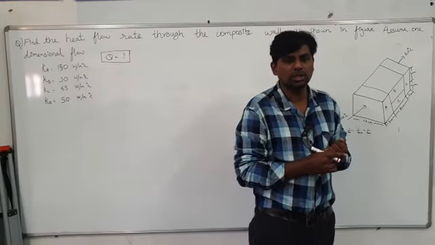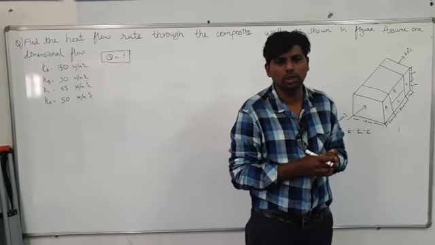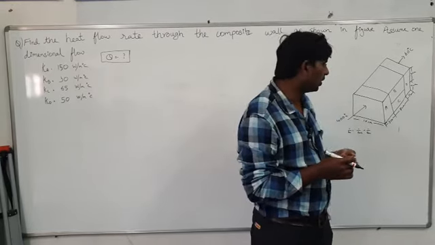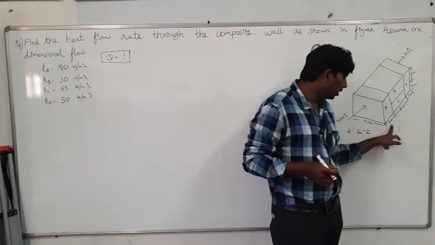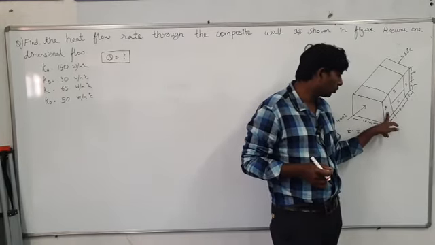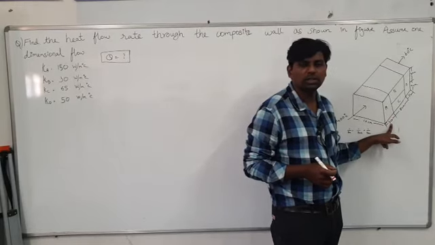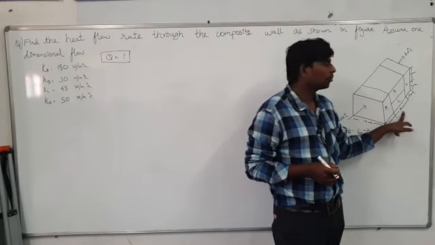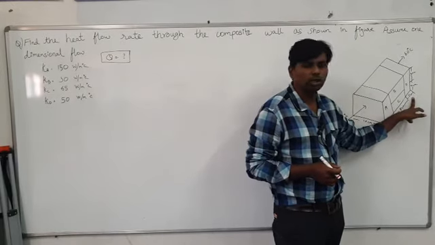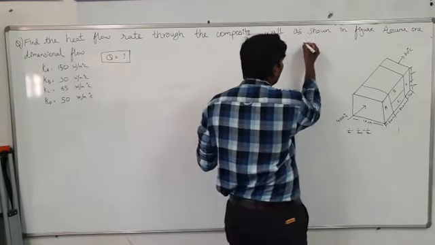Whenever the dimensions are given, first try to find the area and length. First I will find the length. For the first material, the first component, the length is 3 centimeter. For the second one, the length is 8 centimeter. For the third one, the length is 5 centimeter. So first, let us find LA.